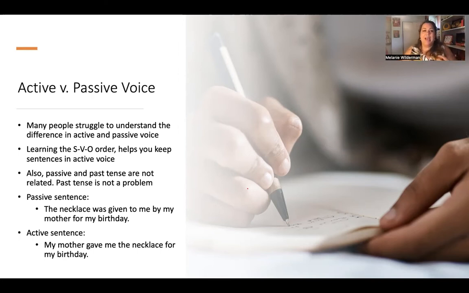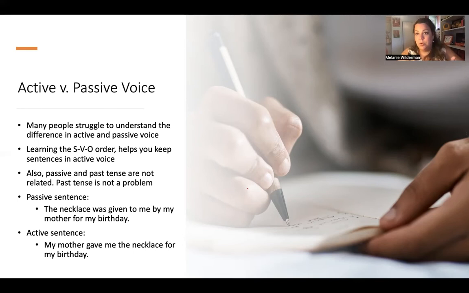All right, so back to what is passive voice. Passive voice happens when you don't follow that SVO order and you're mixing up what the sentence is about, not starting with what the sentence is about. So let's look at a passive sentence: The necklace was given to me by my mother for my birthday.